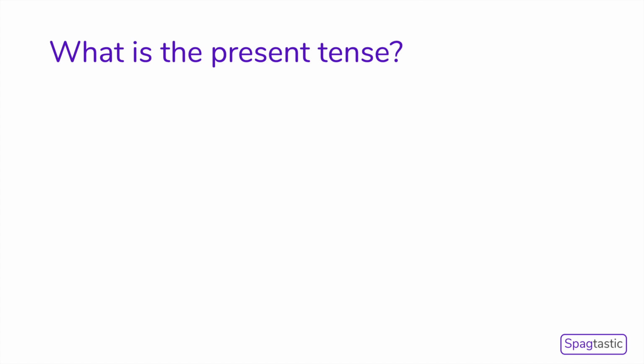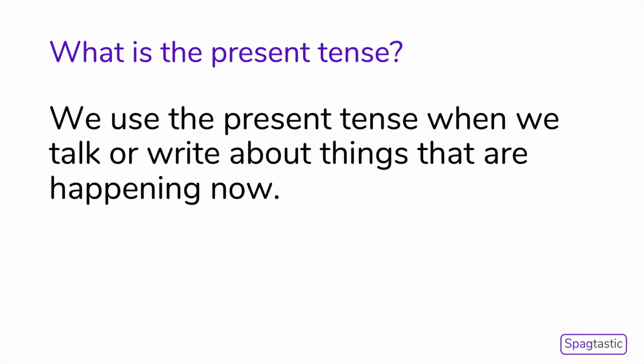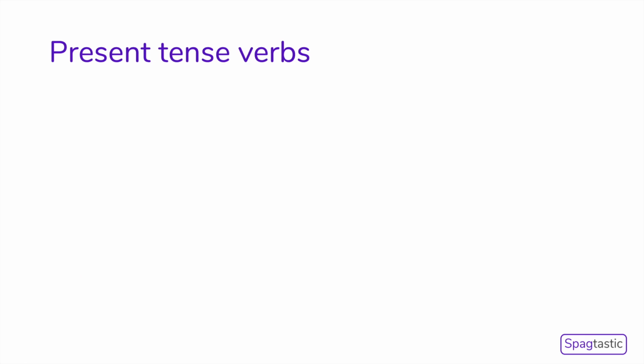What is the present tense? The present tense is the tense that we use when we talk or write about things that are happening now. For example, "I visit my cousins" is written in the present tense because "visit" is a present tense verb. Let's look at some examples of present tense verbs.